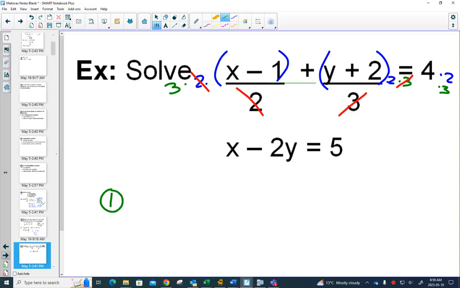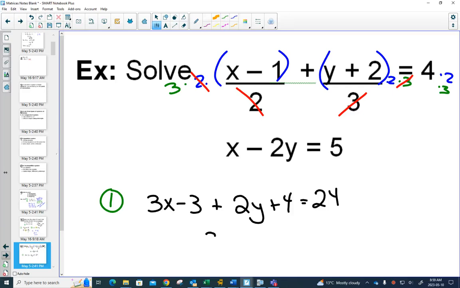And my first equation is now, distribute this, 3x minus 3 plus, distribute the 2 there, 2y plus 4 equals 6 times 4, 24. And I could simplify this to just be 3x plus 2y, put my like terms together, equals 23.